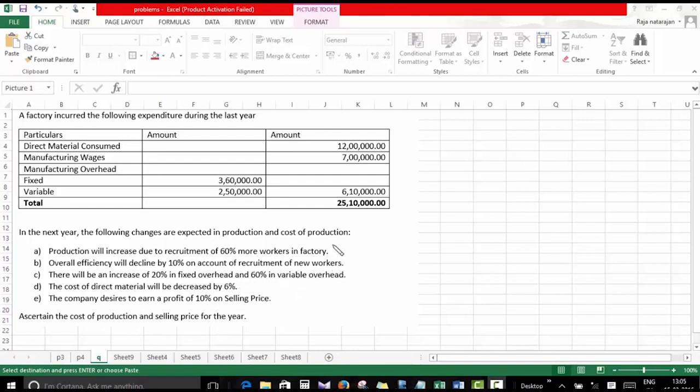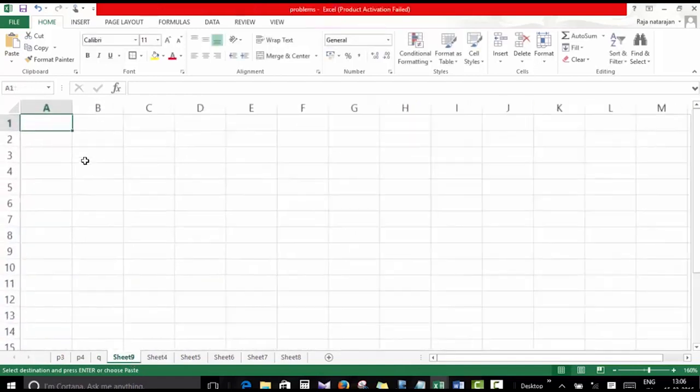So the production is expected to increase because of recruitment of 60% more workers. It means your production should go up by say 60%, or it may not go up by 60%, but the production is increasing and there is a relationship with the percentage of workers. So now you have 12 lakh as material cost and this should go up by 60%. So we'll have a working note 1.